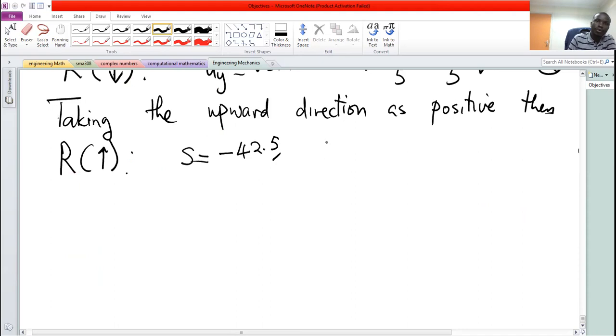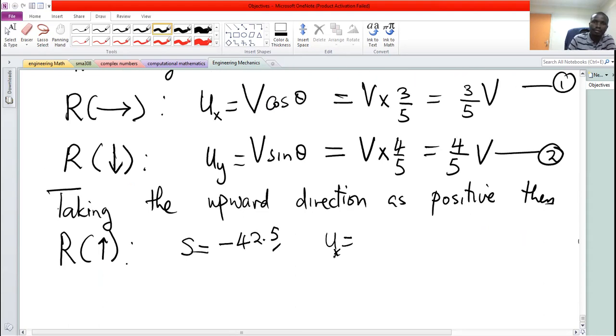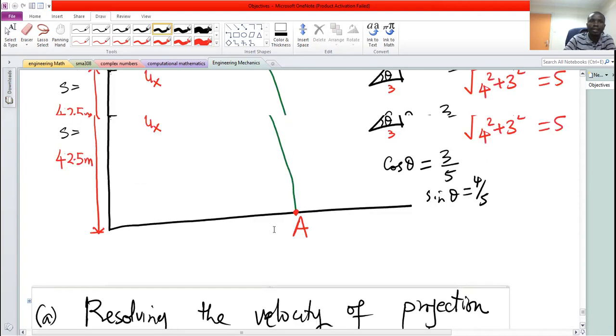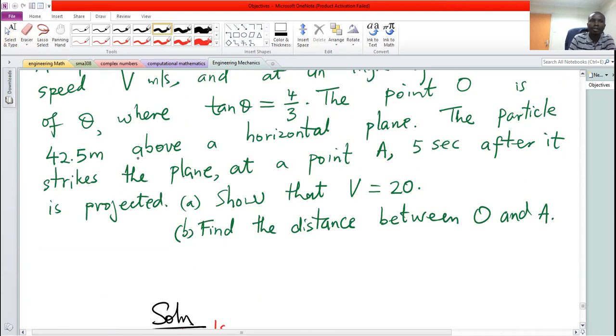And then U, we have calculated, U of Y is given by 4/5 V. And then the acceleration in the vertical direction, because we are moving upwards, that's against gravity, so it's negative g, which is negative 9.8. And then T: we have already been told that the particle strikes the plane at point A 5 seconds after its projection. So the time is 5.